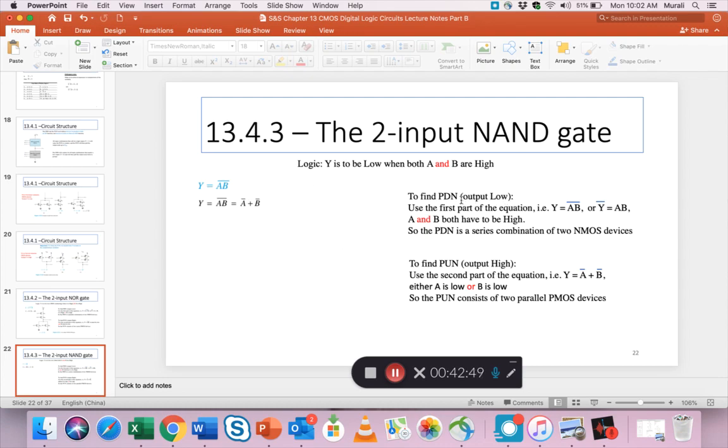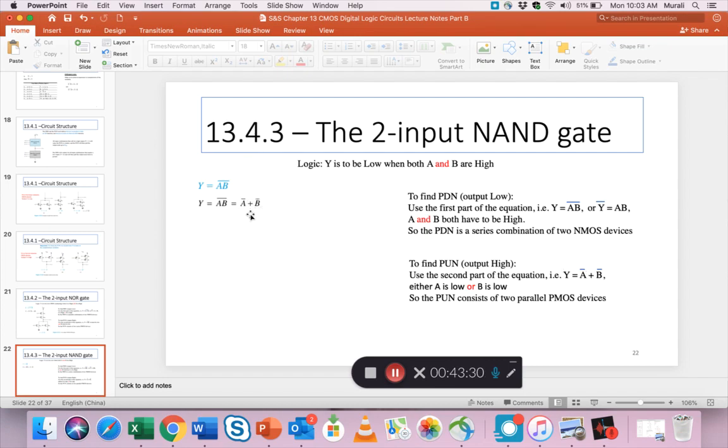So first you find the PDN, which is when the output is low. You go through the logic and you come up with PDN as a series combination of two NMOS devices. Then you say, okay, now I got this, I'm happy. But I really need to know how to write the top portion to find the high. This is when the output is low, this is when the output is high, right? So how do I do that? I use the second part of the equation, which is from here.